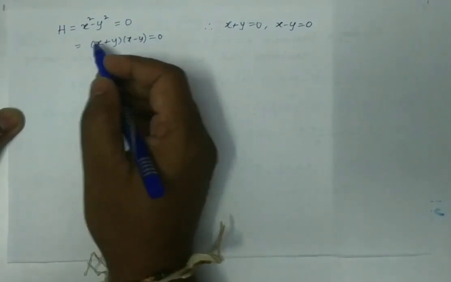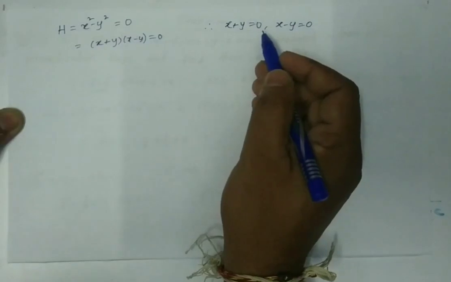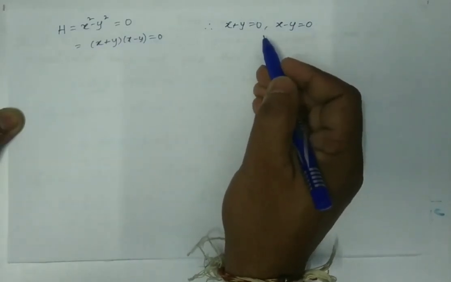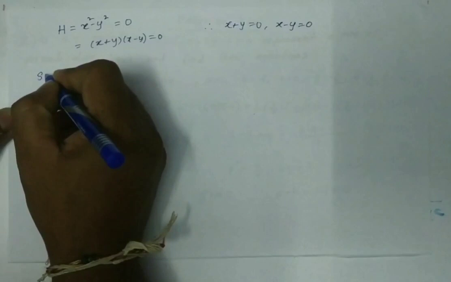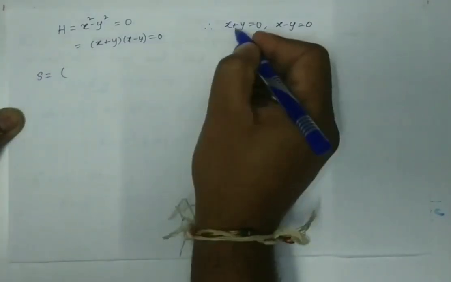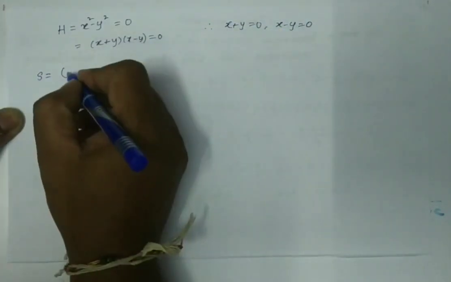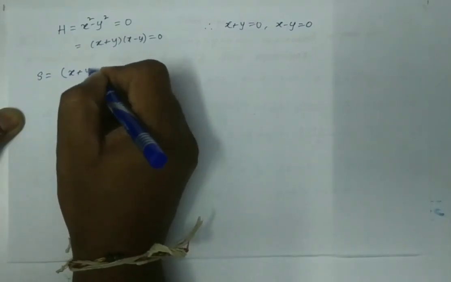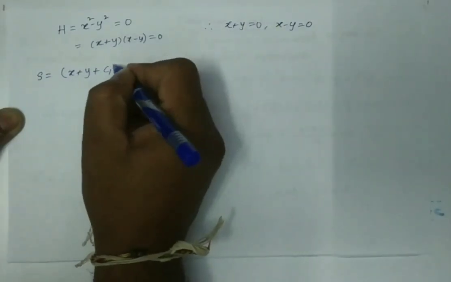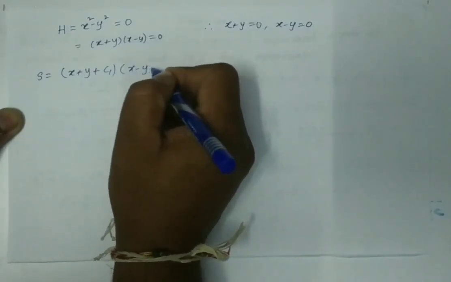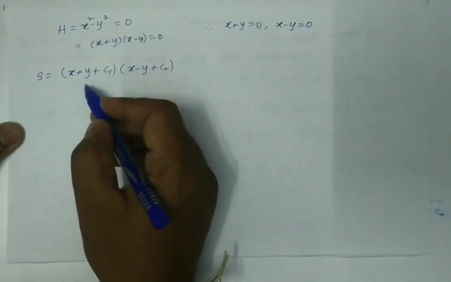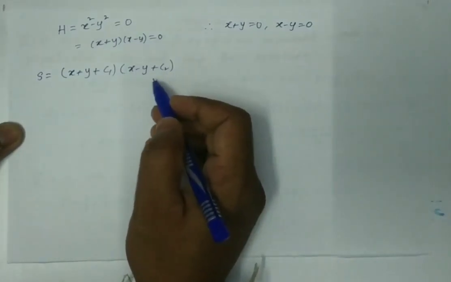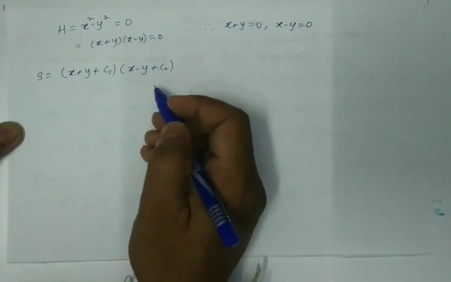Now by using these two equations we can find the equations which are represented by S is equal to 0. The equation S can be written as the product of these two lines. S can be written as x plus y plus c1, into x minus y plus c2. Now we want to find c1 and c2.